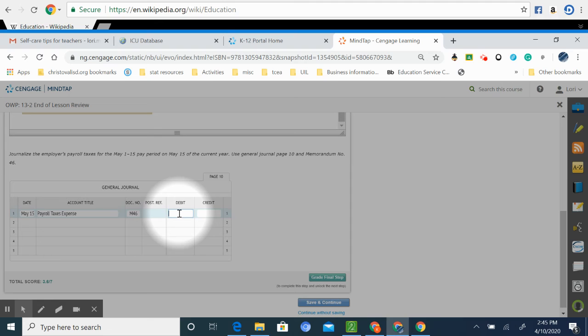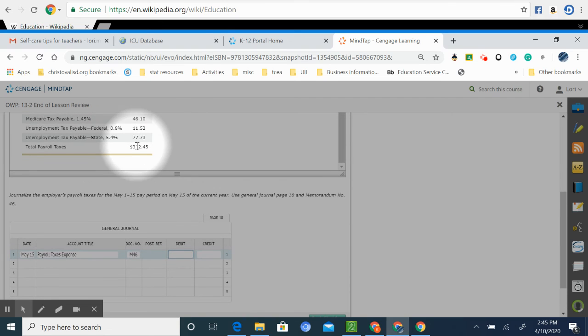Now, the only debit we're going to have is the total we had. So we go up here. It's going to be this total payroll tax amount. Everything else is going to go into a payable account, get ready to be sent off whenever we need to send off the check to the government because they don't expect a check every paycheck.